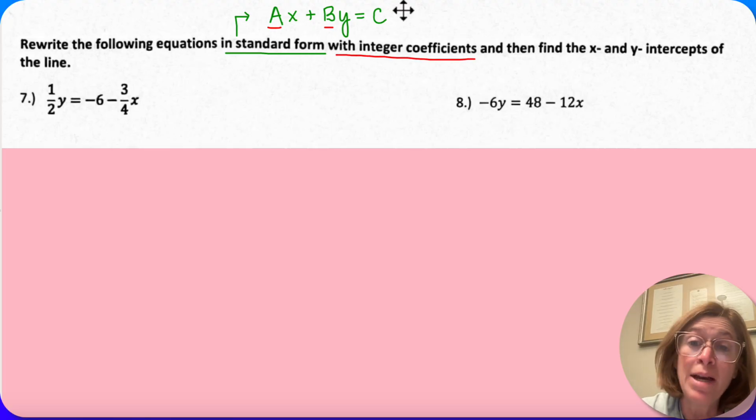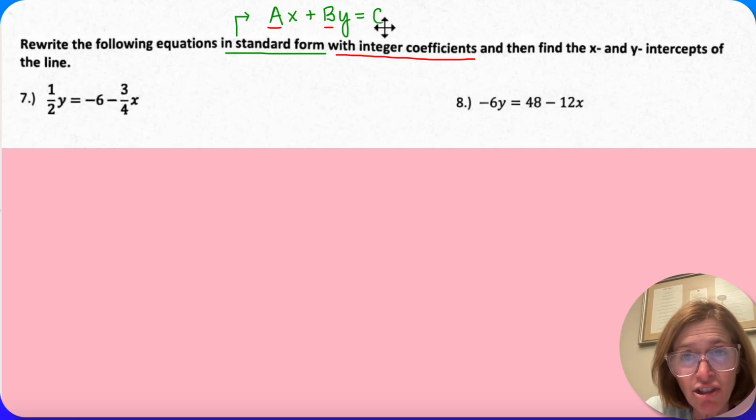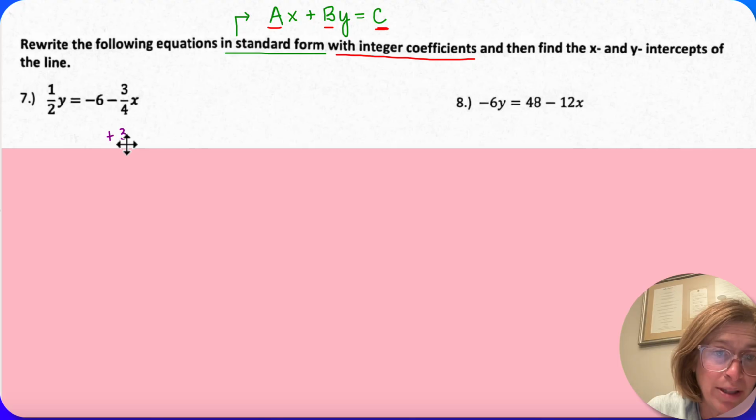And I think that word might throw you. Integer just means a positive or negative whole number. Coefficient means the number in front of the variable. So if I want to rewrite these in standard form, I need to get the x and y on one side and the number, because c is just a plain old number, on the other side, and I can't have any fractions. So the first thing I'd want to do is add 3/4 x to the other side. So I'm going to add it to both sides.